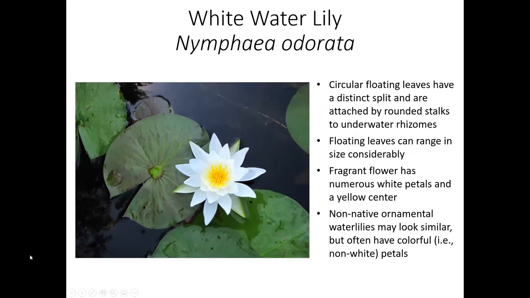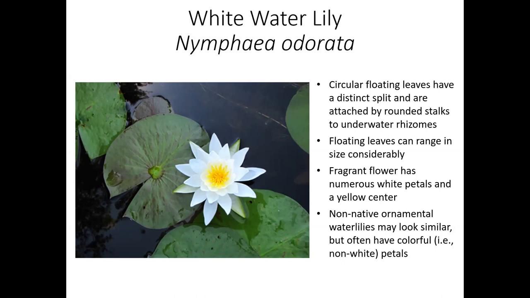All right. And then its counterpart that's oftentimes found growing in combination with the spatterdock is our white water lily, also sometimes known as the fragrant water lily. The lily pad of white water lily is not heart-shaped, but rather it is circular. Although it is not completely circular, you'll notice that there's a distinct split or a cut here in one portion of the leaf. Somewhat like if you had a pie or a pizza and you took one slice out. These floating leaves can range in size quite considerably. Sometimes they can be just a couple inches across. And we also have some super specimens out there that can be a good foot or even 2 feet across in diameter.